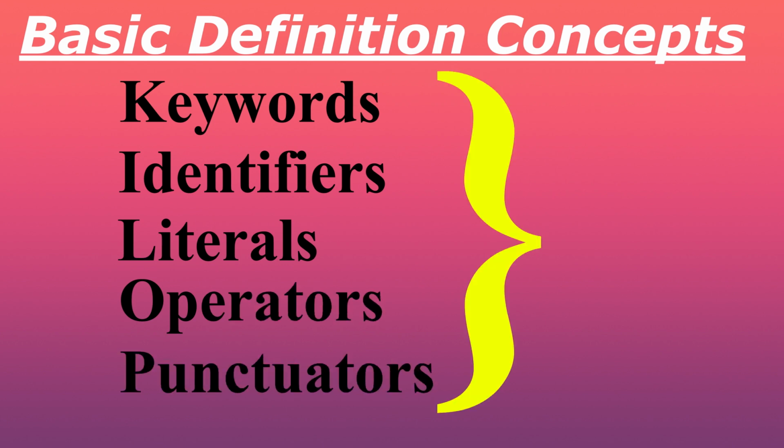What are these? These are all tokens. So I can say tokens are basically of 5 types. Number 1 keywords, number 2 identifiers, number 3 literals, number 4 operators, and number 5 punctuators.